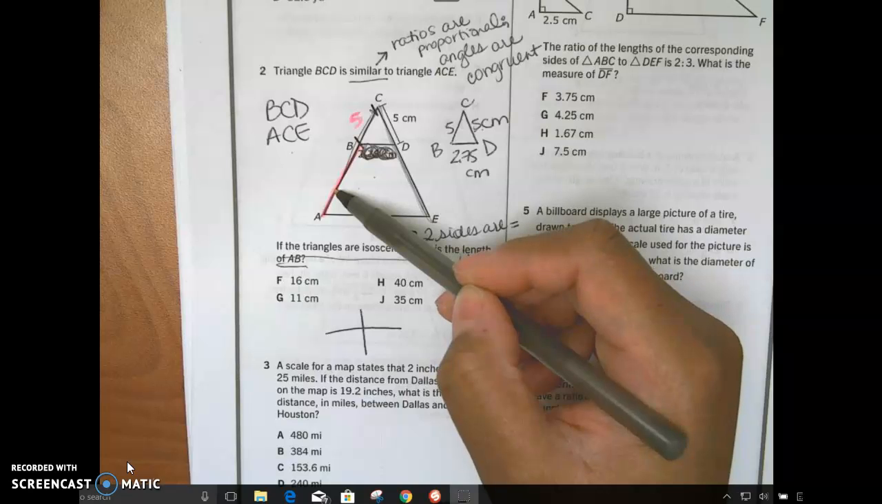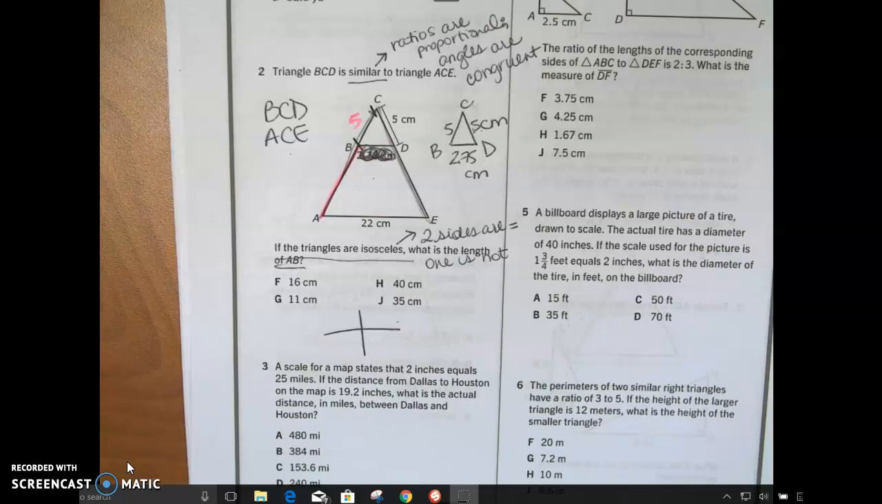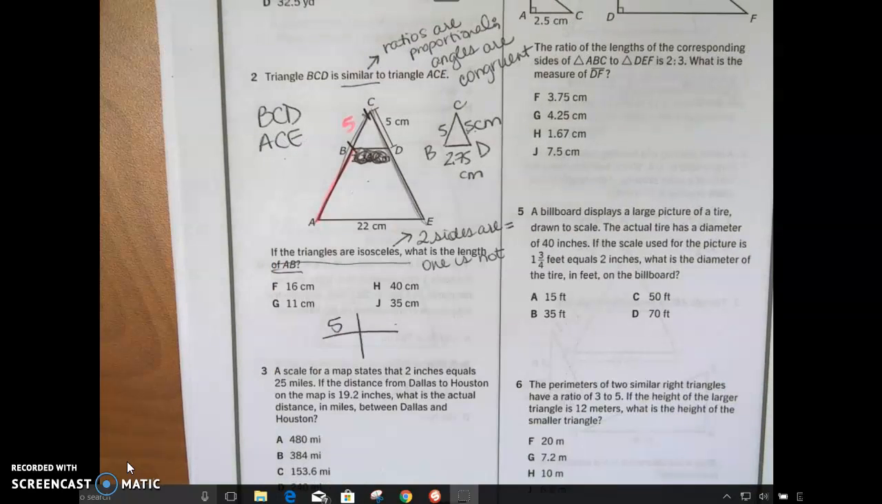Subtract. I don't want to add. I'm not making it longer. I want to know about the short side. Okay, I need y'all to get focused. What goes in my proportion? 5, sure. Who corresponds to 5?